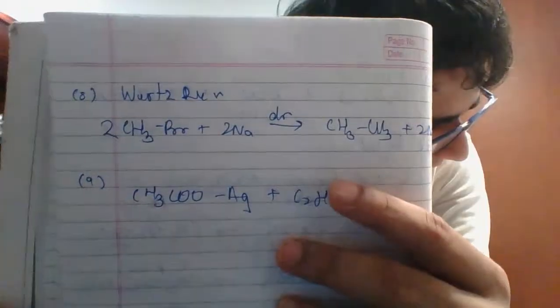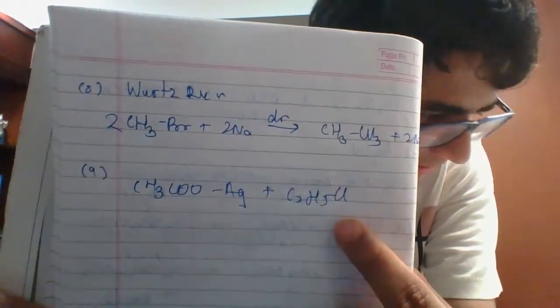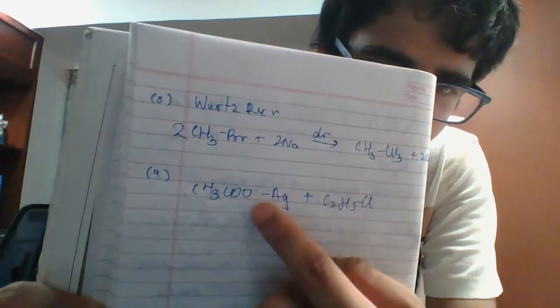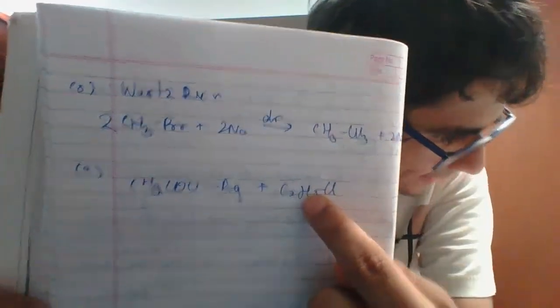Now, you use silver salt of carboxylic acid with alkyl chloride. So you take CH3COOAg plus C2H5Cl. So as you can see, there's an Ag and then there's a Cl. You need to bond them together, and whatever is formed here, CH3COO, is connected to C2H5, and that is known as ethyl acetate or ethyl ethanoate.